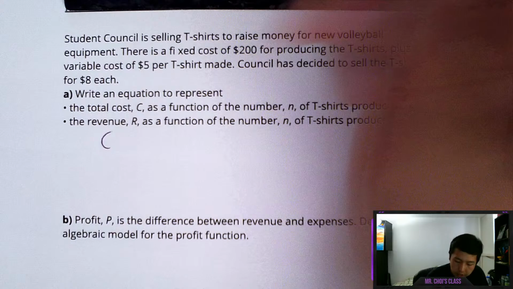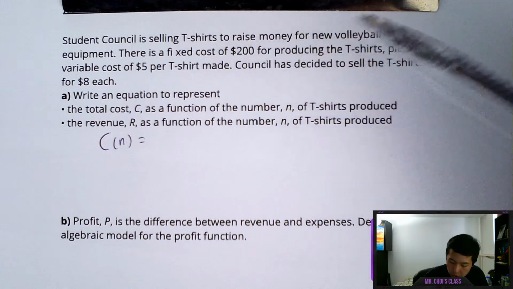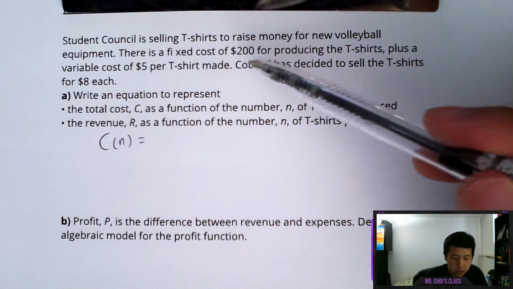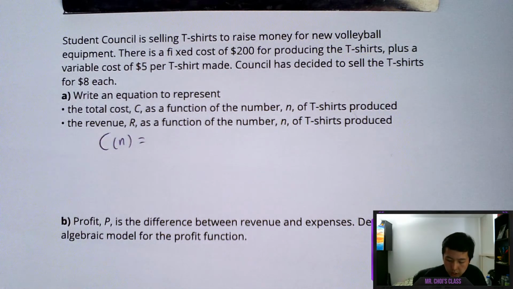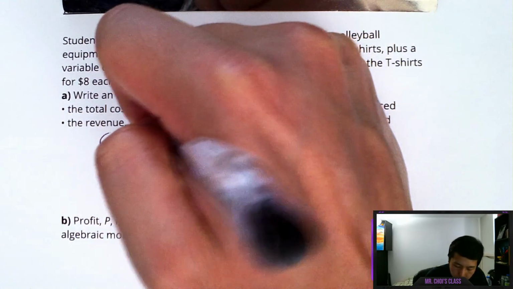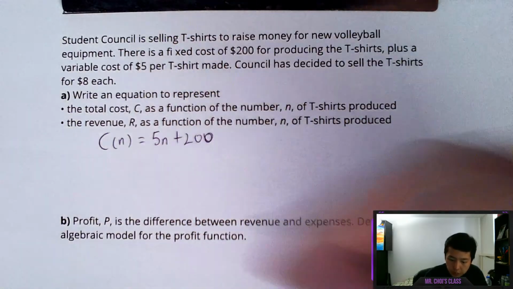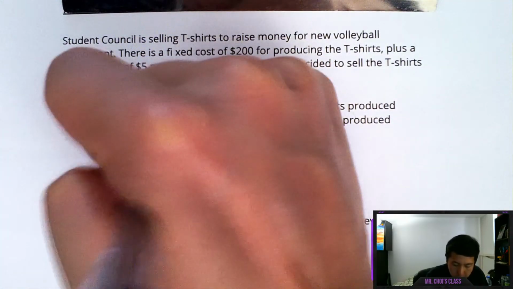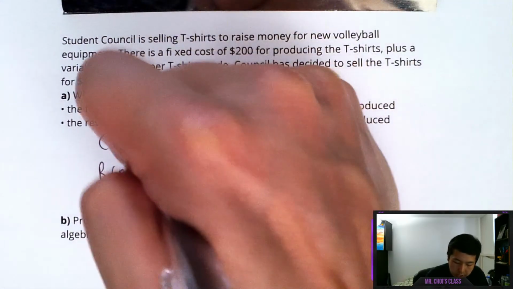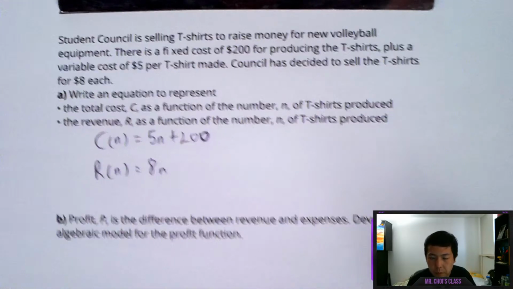So let's make C a function of n. C of n is equal to, and so the total cost is going to be the $200 plus $5 per t-shirt made. So it'll be 5n plus 200. The revenue, R of n, is going to be just 8n.